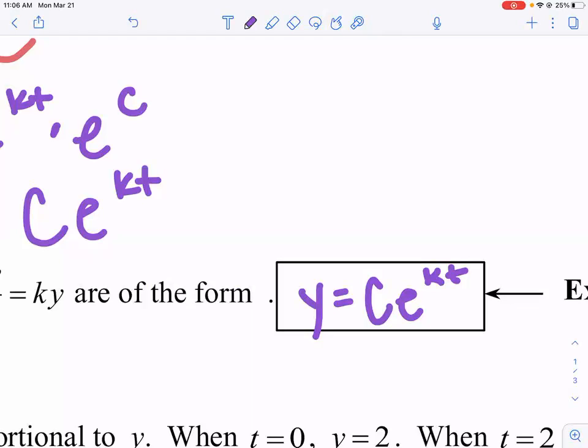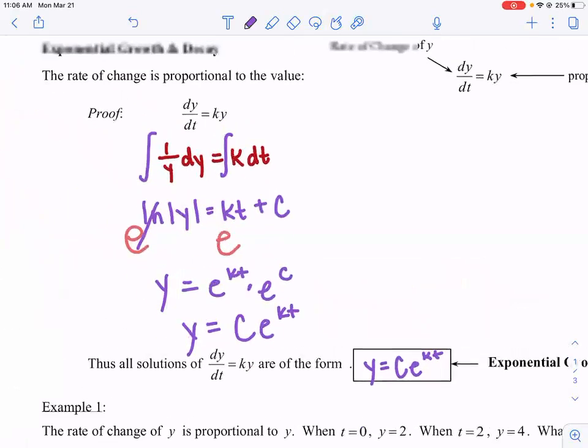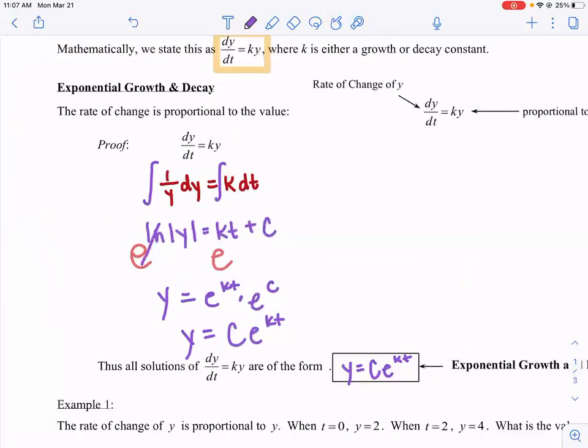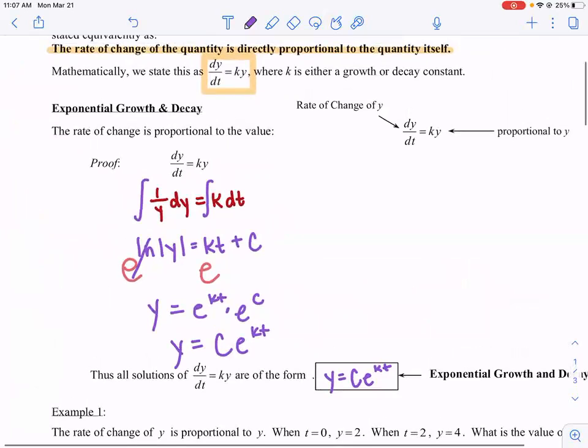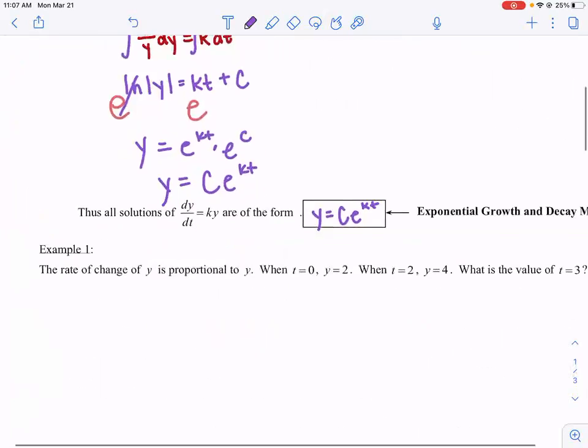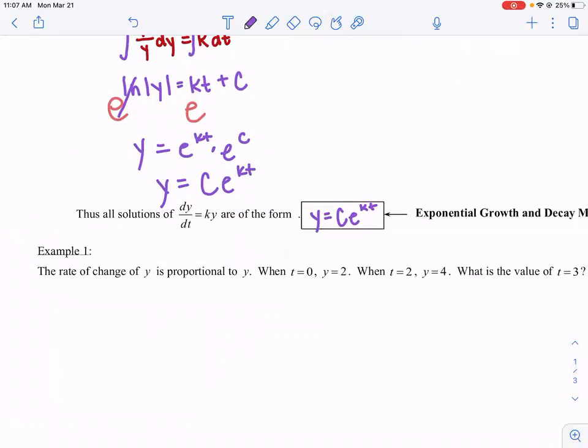So the good news is when we have the phrase, the rate of change of the quantity is directly proportional to the quantity itself, then y equals c e to the kt, and we don't have to do the calculus. We've done the calculus one time. That's all we need to do. So really today it's all about algebra. What a nice break.